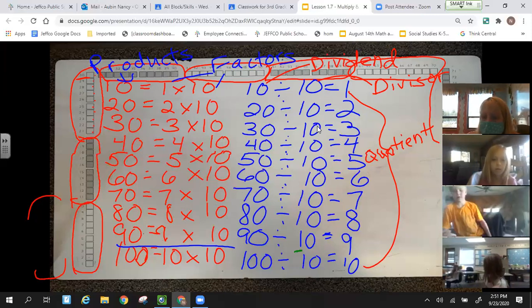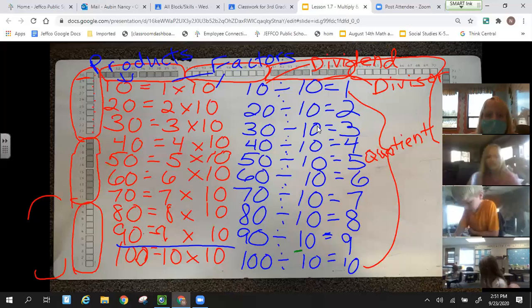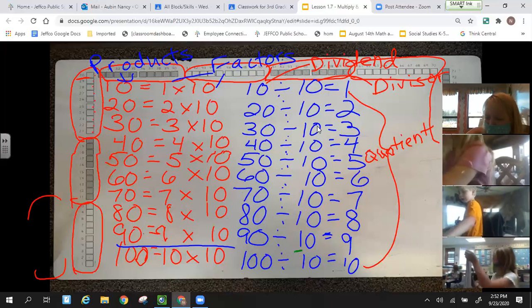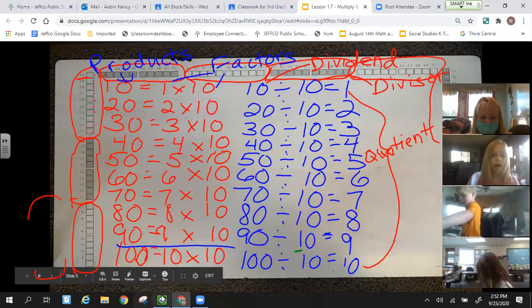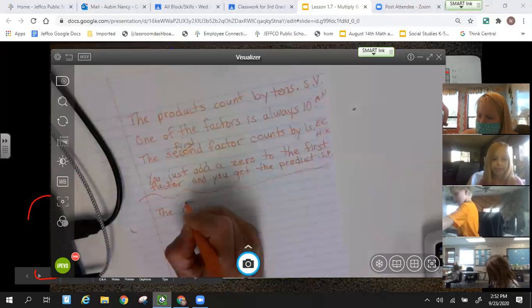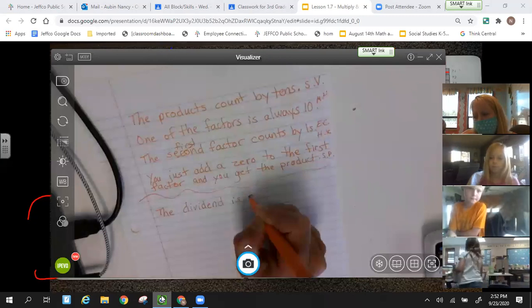What do you notice? Okay, so that was from the last one. What do you notice about the division and maybe how it's related to the multiplication? The dividend is always 10, right? There, we've got it. So if you didn't hear what she said, I'm going to share my screen. She says the dividend is always 10. I love that vocabulary.